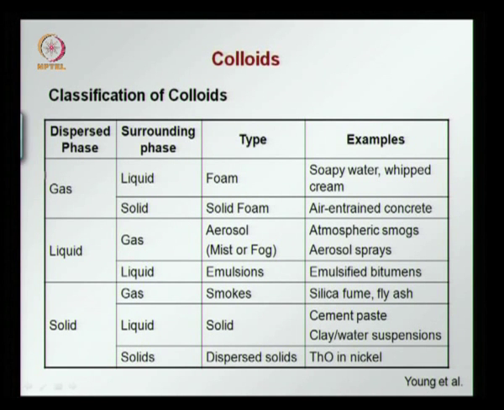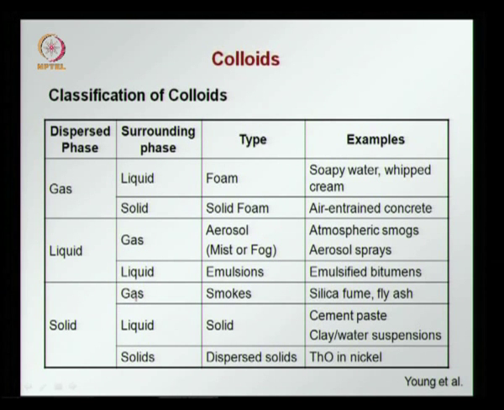When we have a gaseous phase dispersed in a liquid, we have foam, examples being whipped cream, soapy water, and foam that is used for insulation. Gas can also be dispersed in a solid, giving a solid foam. An example is air entrained concrete, foamed concrete. Then we can have liquid dispersed in gas, giving an aerosol, a spray. Liquid in liquid is an emulsion. We can have emulsified bitumens, emulsified paints, and solids can also be dispersed.